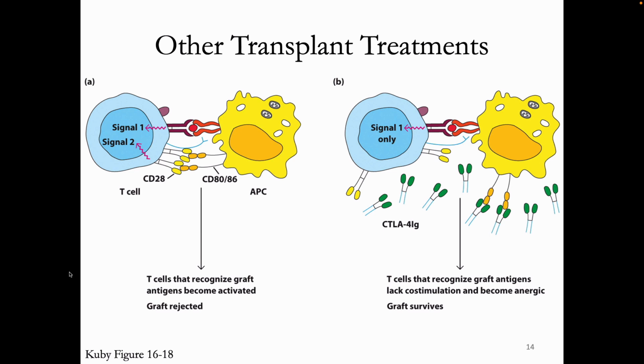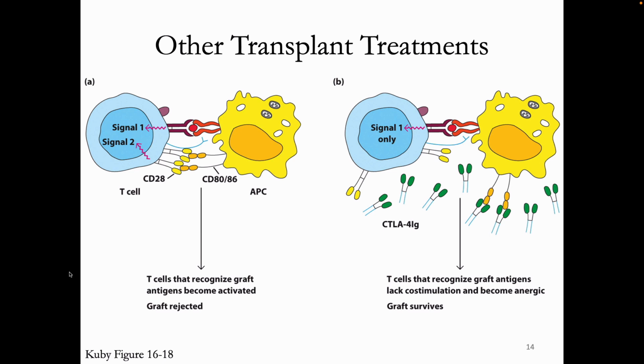Now, when T cells try to get activated, those T cells are not going to be able to get signal 2 because this CTLA-4 molecule is going to bind up all the B7 on the antigen-presenting cells. And this is going to lead that T cell to anergy instead of activation. Now these T cells that are responding to the graft can become anergic. And they're not going to respond again.